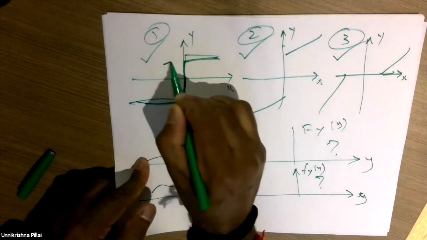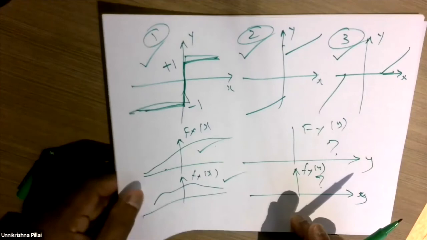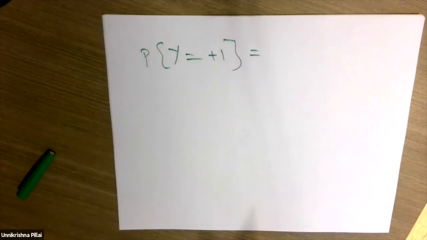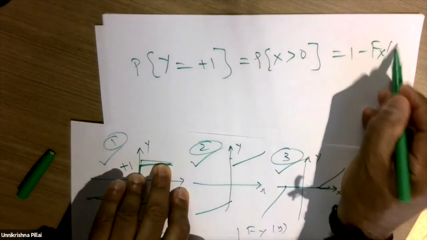So look, x takes all sorts of values, but y only takes two values. This is like quantization, right? So you can say probability of y equal to 1. Look at that graph. When will y be 1? What is the condition on x? X is greater than 0, right. So this is the same as probability of x greater than 0. That's 1 minus Fx of 0.